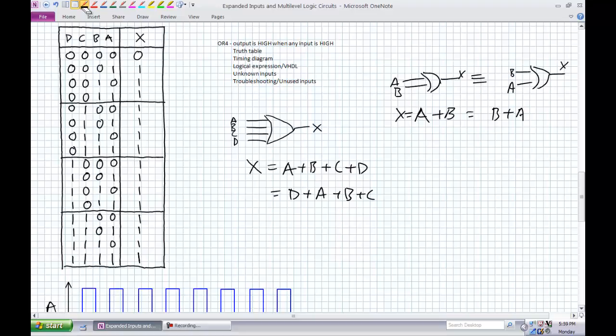You can rearrange it however you see fit. The logical expression in VHDL, very similar to an AND, is X is assigned A or B or C or D. And this is something you may already be thinking about: does it matter if I go one first, or do the other set? That's the associative property. We'll deal with it later. For this particular case, don't worry. It's all done simultaneously.